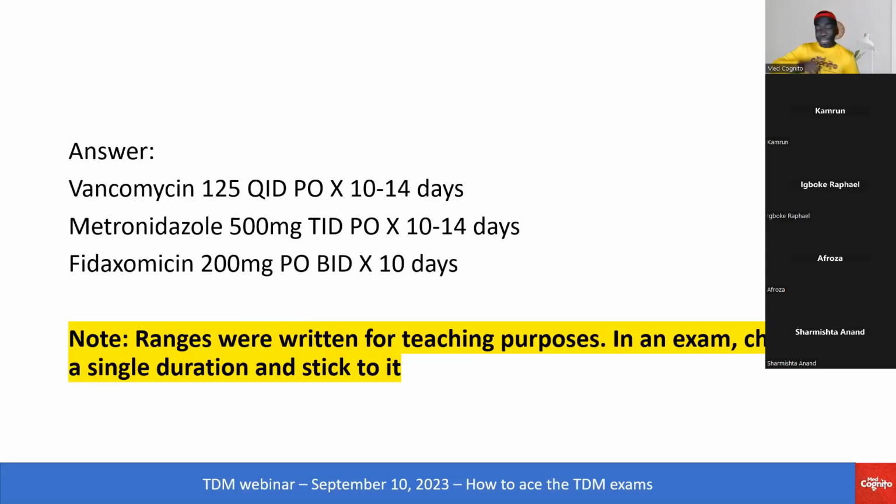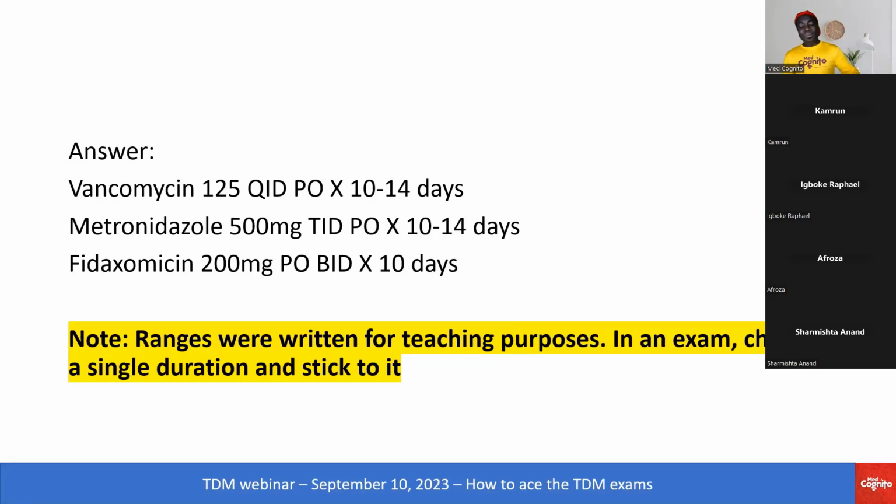But remember that I told you, don't put ranges. So if you see the yellow I put here, ranges were written for teaching purposes. In an exam, choose a single duration and stick to it. So if somebody writes vancomycin, 125, QID, PO for 10 days, that person is correct. If someone else writes vancomycin, 125, QID, PO for 14 days, that person is also correct.